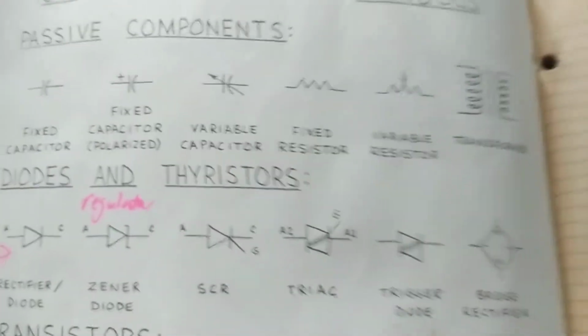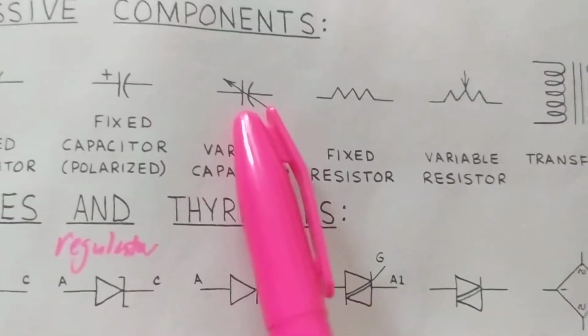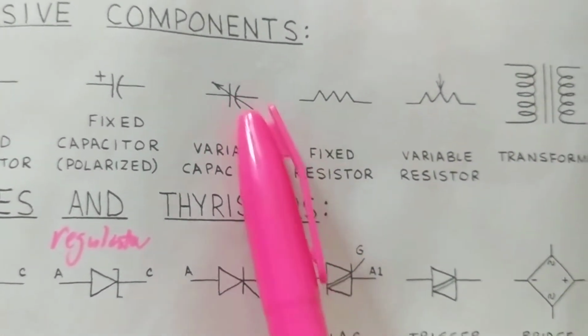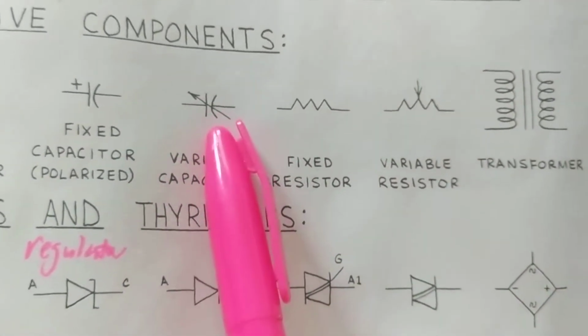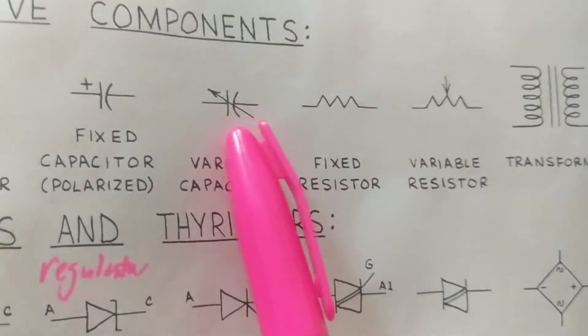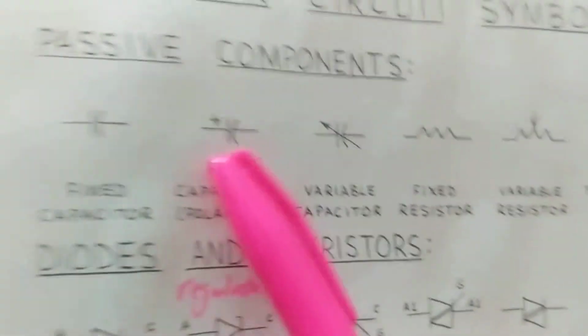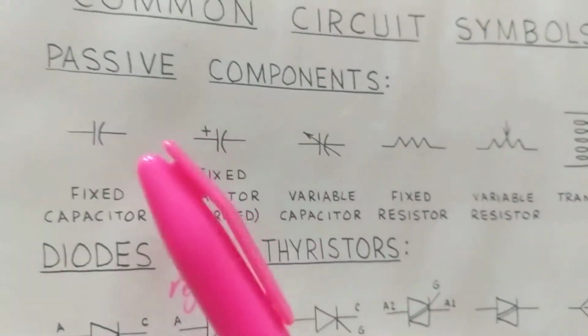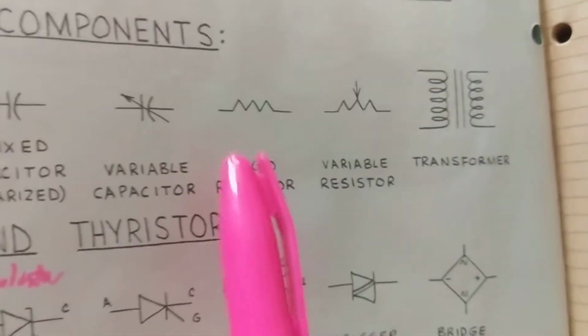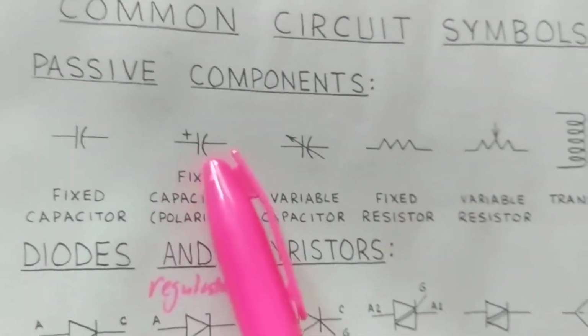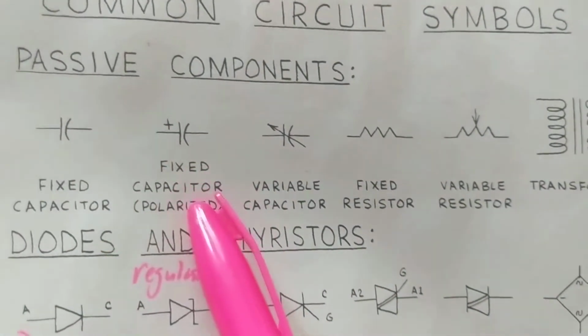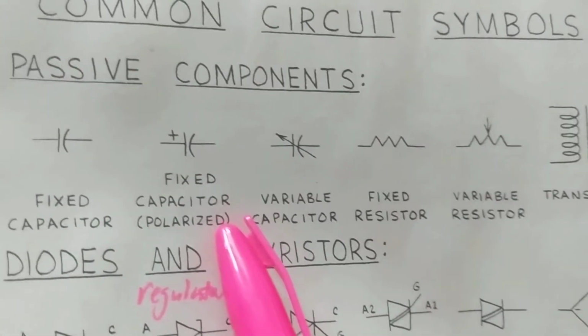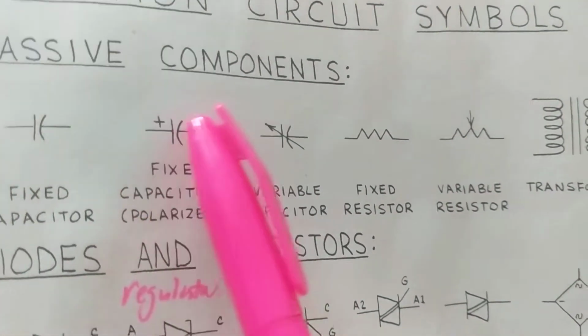So again, pay attention to these. These are very important. This means you have a capacitor that changes value, and that's what the circuit demands. This one means no, one value, one value, one value. Whatever the value is, it'll say right next to it. Fixed, but polarized. Polarized means positive and negative. Always pay attention to that.